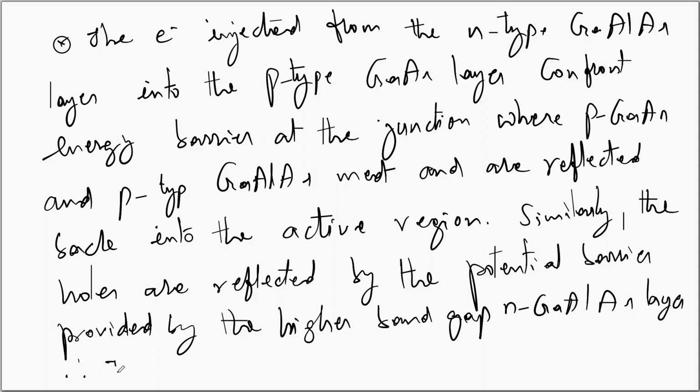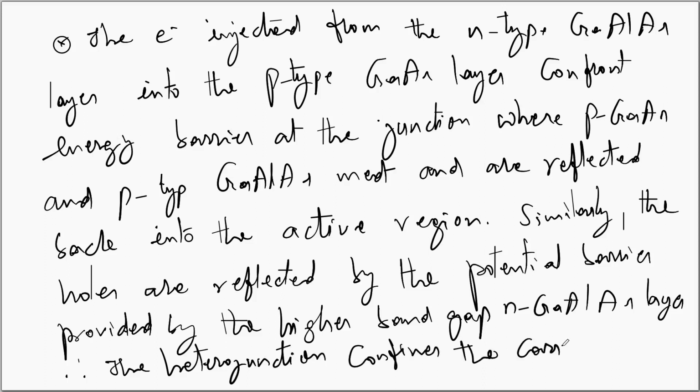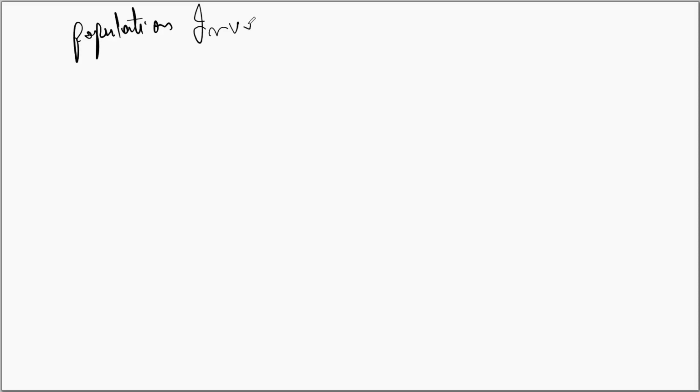Therefore, the heterojunction confines the carriers to the gallium arsenide layer. Now we shall look at the population inversion.